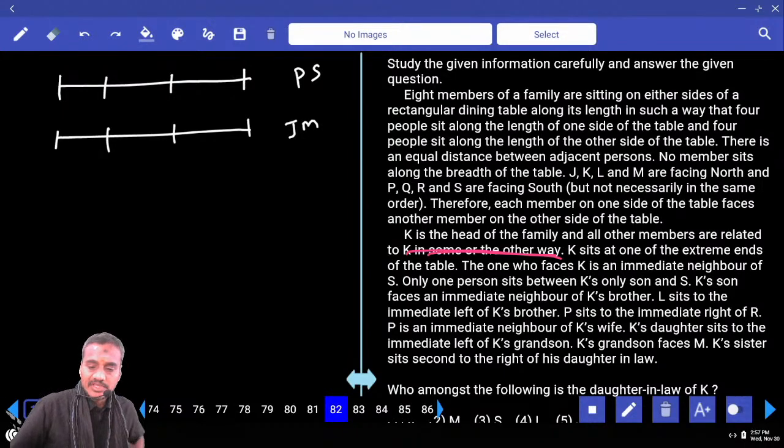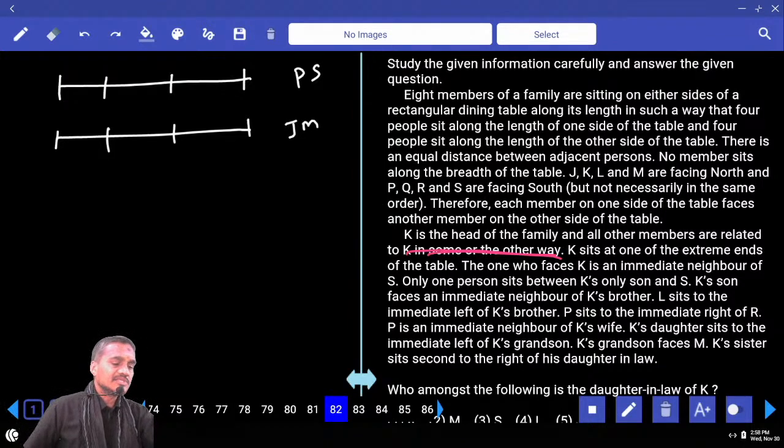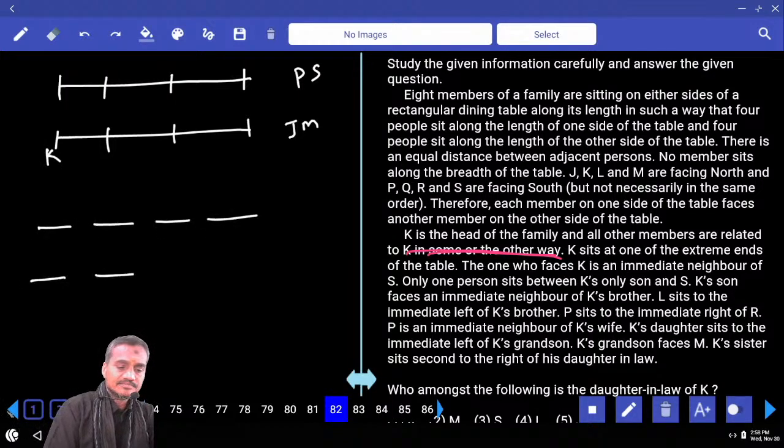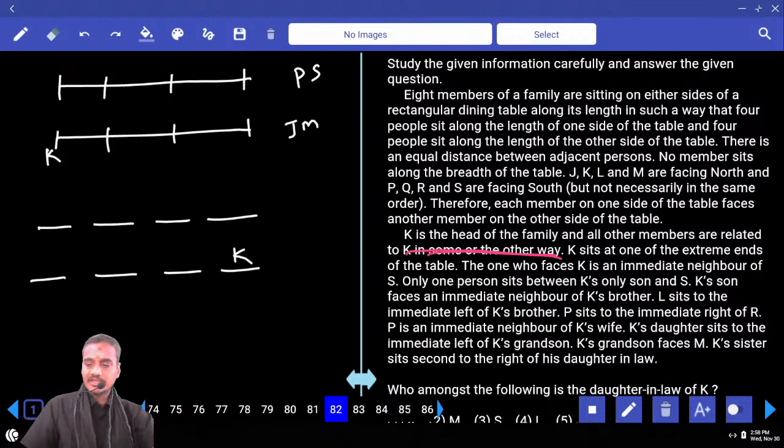Then next one, K is head of the family and all the members. K sits at one of the extreme ends of the table. How many possibilities do we have? 2 possibilities. Now K can be at the left extreme, or the other possibility, K can be at the right extreme. And there are 2 possibilities. And all the members are related to K.